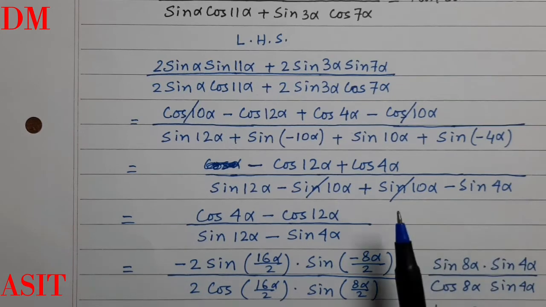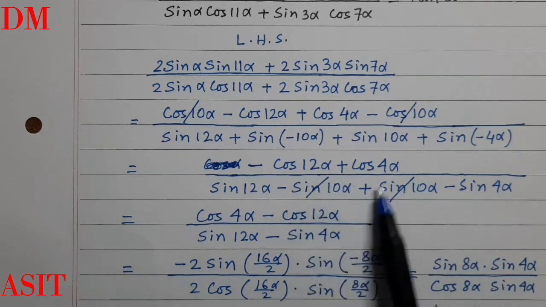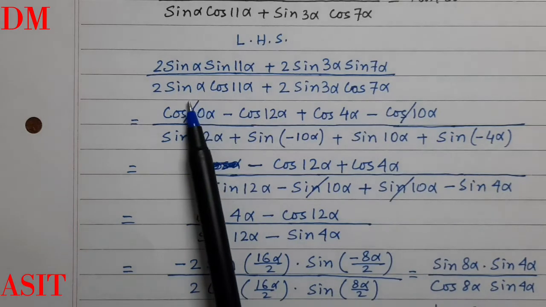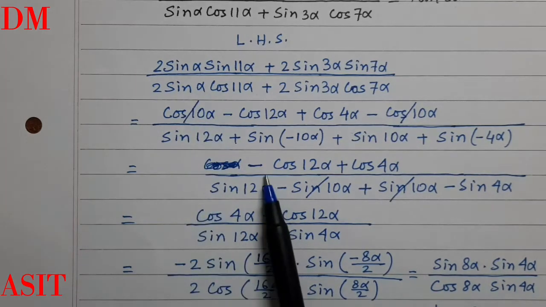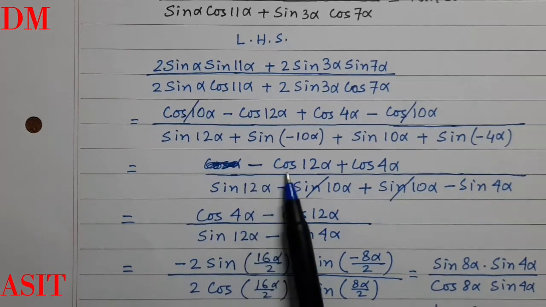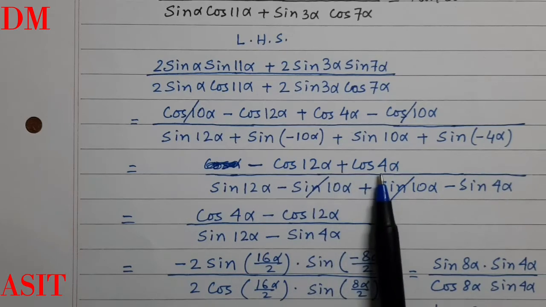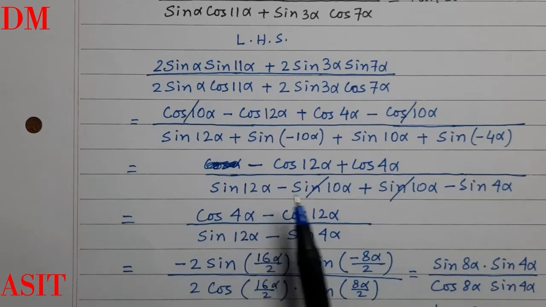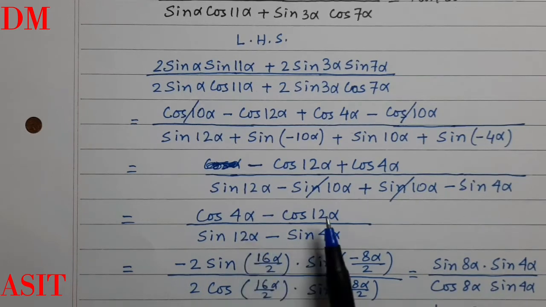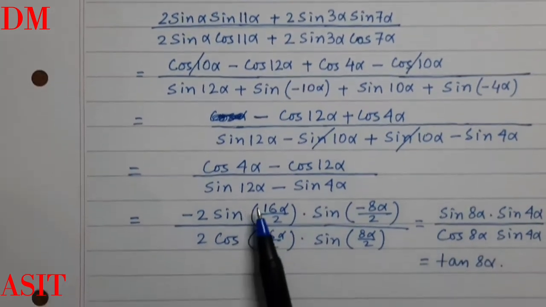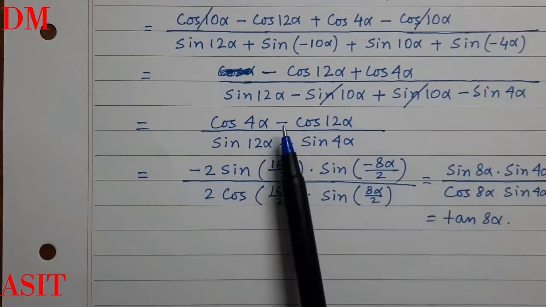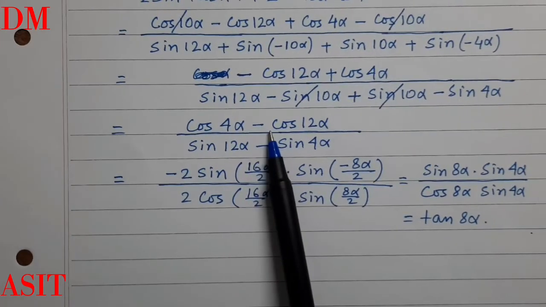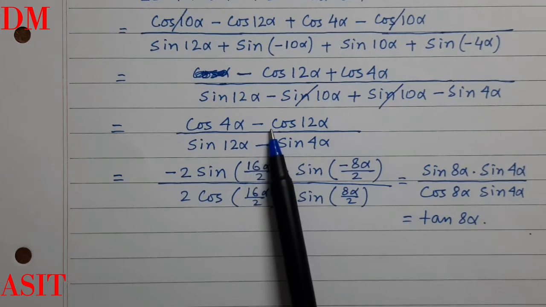So therefore this will be cancelled out and we can cancel out these two terms. So therefore ultimately we get minus cos 12 alpha plus cos 4 alpha by sin 12 alpha minus sin 4 alpha. Now again we can apply the formula here. So let's see what is the formula of cos 4 alpha minus cos 12 alpha.